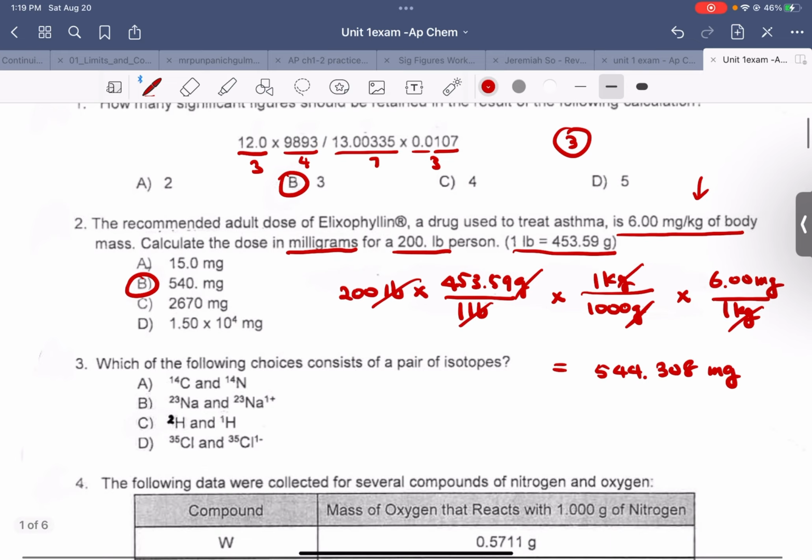When you talk about sig figs, how many sig figs are you going to have? The numbers given are 3 sig figs, right? That one is also 3 sig figs because you have a dot there. So your final answer is only 3 sig figs. You look at the next digit, which is less than 5, so you drop it. So 544 milligrams is the final answer, but the closest one is answer B.